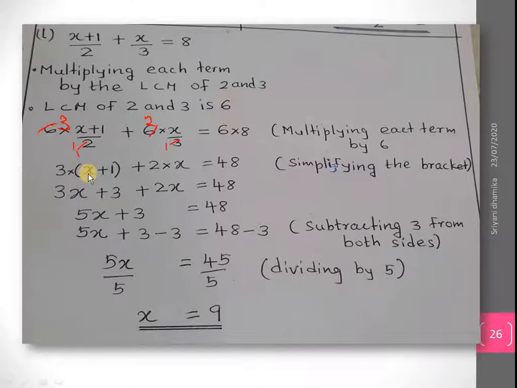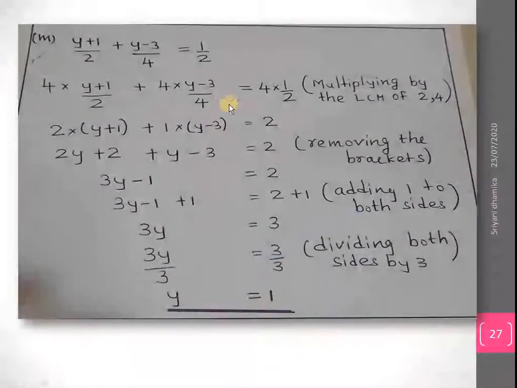Here 3 into x is 3x, 3 into 1 is positive 3, 2 into x is 2x, equal to 48. Now we have to simplify like terms: 3x plus 2x is 5x, plus 3 equals 48. After subtracting 3 from both sides, removing this positive 3, the remaining terms are 5x equals 45. Divide both sides by 5. Then the answer is 9. Then the next one.